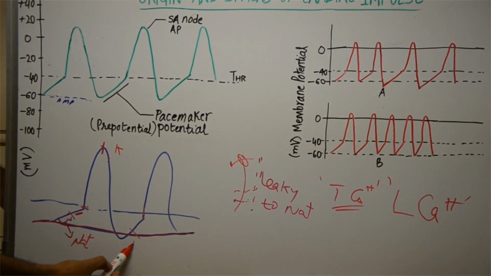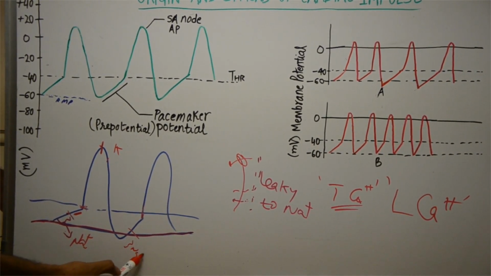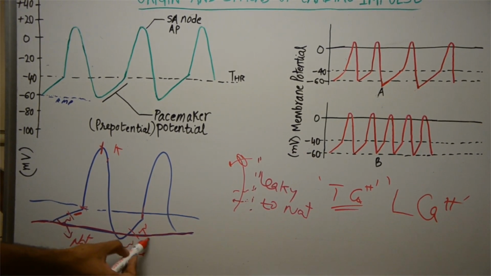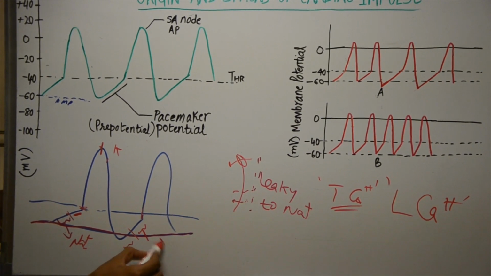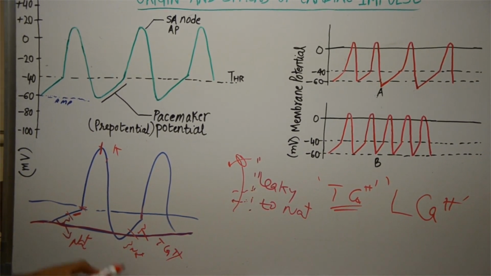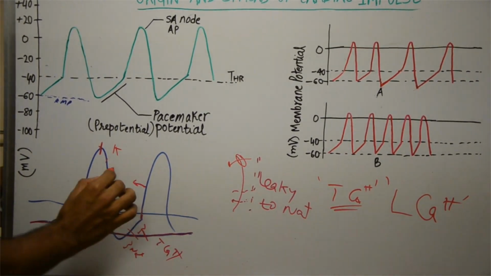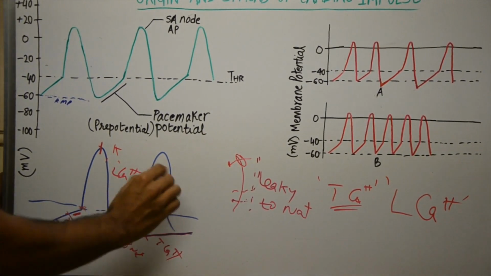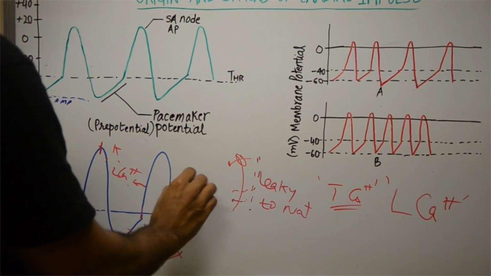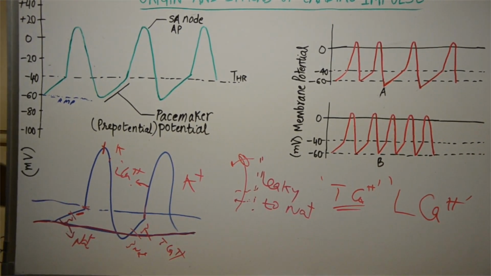Initial part of the pacemaker potential is due to sodium leakiness. The later part of the pacemaker potential is due to T type of calcium channels opening, and the action potential depolarization is due to L type of calcium channels that open, and repolarization obviously is due to closure of L type of calcium channels and opening of potassium channels.